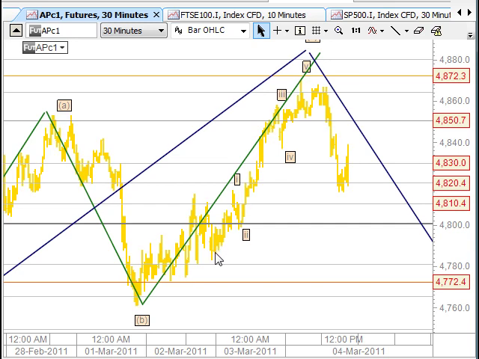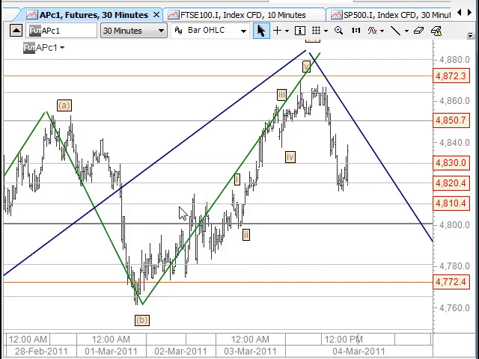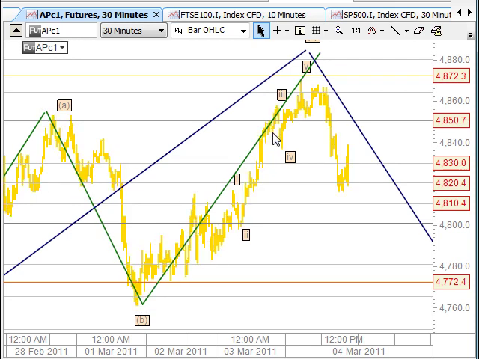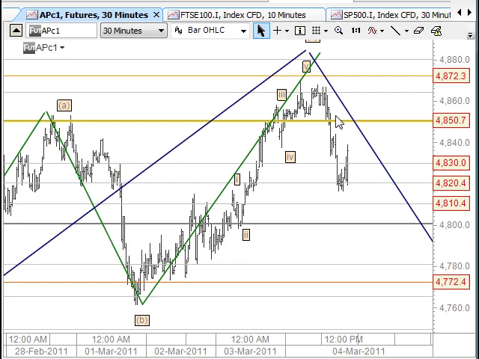But there should have been a larger 5. There should have been up for 1, back for 2, up for 3, back for 4, and then up for 5, and then roll over from there. So I'm a bit dubious about this particular structure in here.